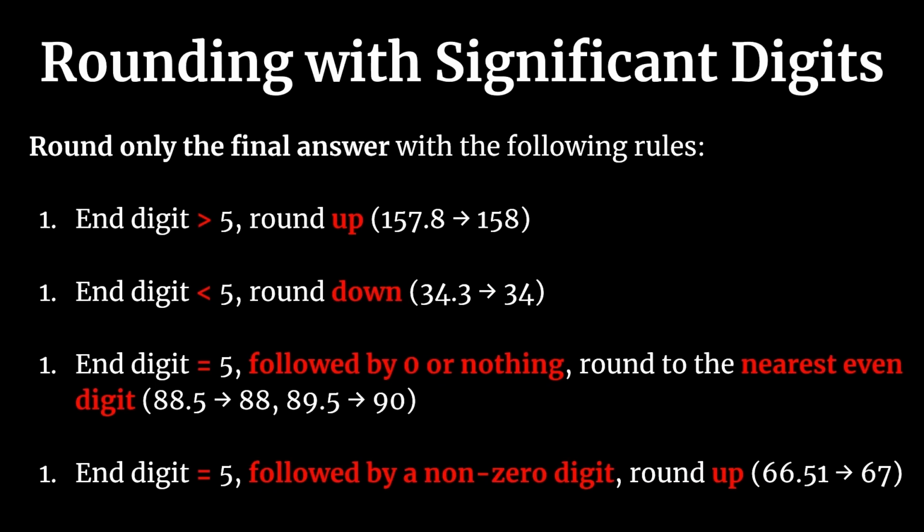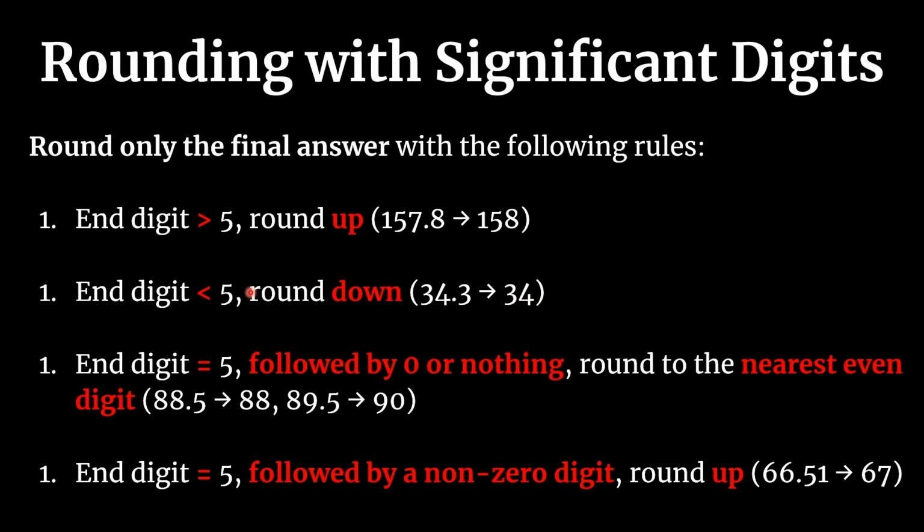At the end of solving a question, you usually will have to round your answer to a certain number of significant digits. After completing a calculation, you round only your final answer with the following rules. If the end digit is greater than 5, then round up. So for example, 157.8 is rounded up to 158. If the end digit is less than 5, round down. So for example, 34.3 would be rounded down to 34.